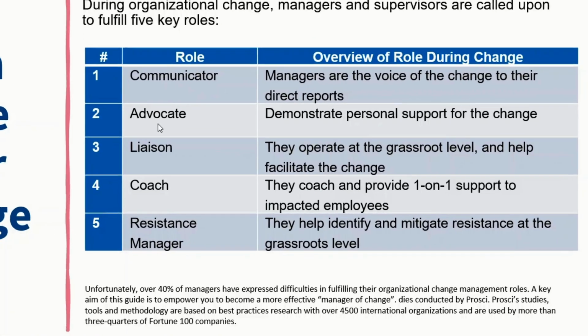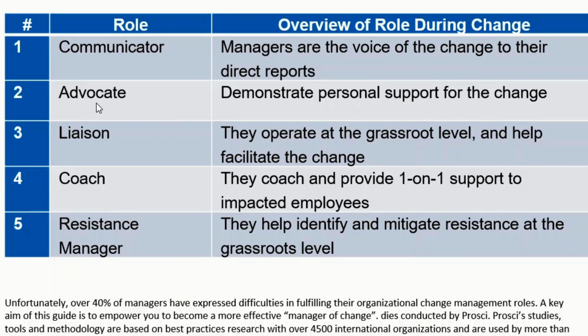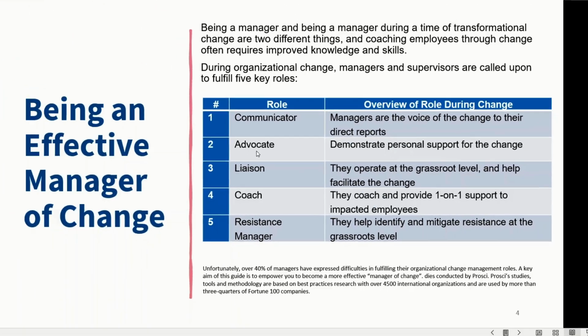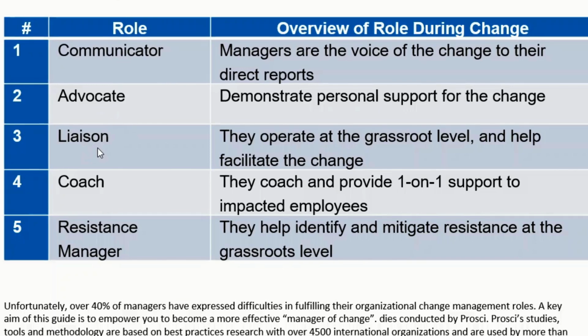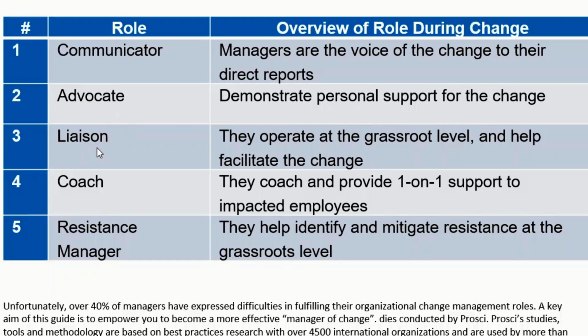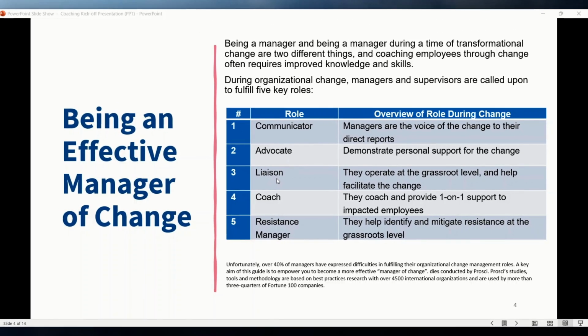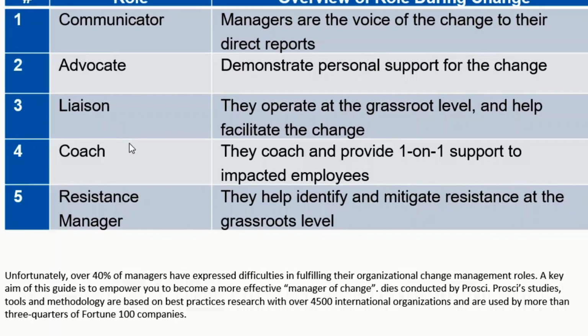They also have to be advocates. That's role number 2. They have to demonstrate personal support for the change. Role number 3 of an effective change agent is to be a liaison. Number 4 is they also have to coach their own direct reports. So, for example, you might be coaching a senior director, and part of their role as an effective change agent will involve coaching their own direct reports.